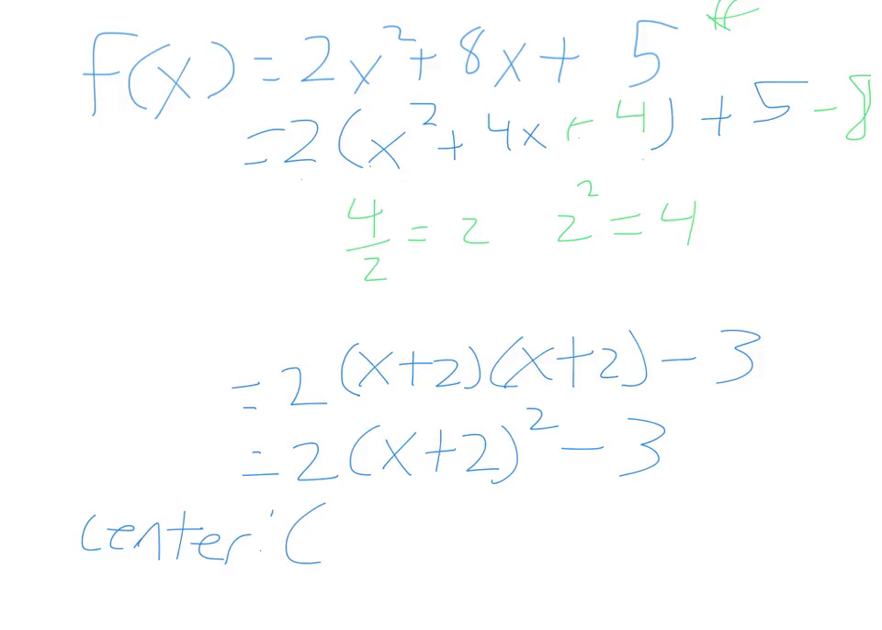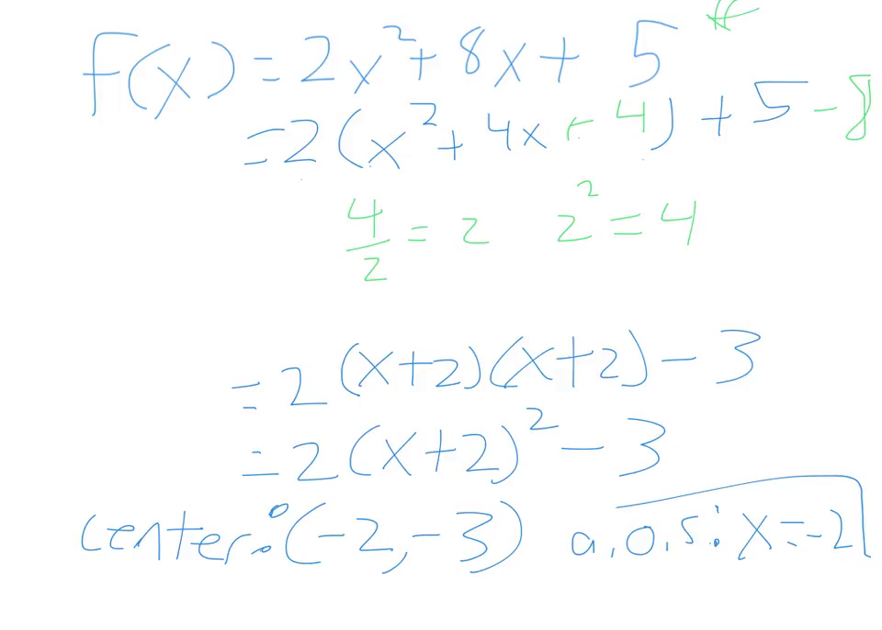This is the form. Remember, we have to change the sign on the number with the x, the number on the inside, so it would be negative 2. And the number on the outside, the constant, would stay the same, so it would be negative 3 still. And the axis of symmetry, since I'm running out of room, I'm just abbreviating it AOS. That would be x equals negative 2, because it would be the vertical line that passes through where x equals negative 2.